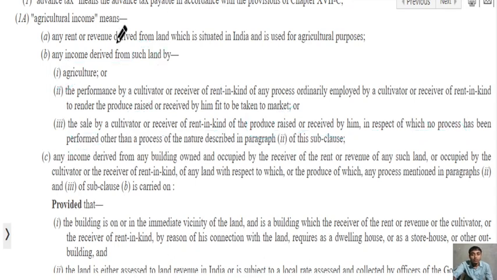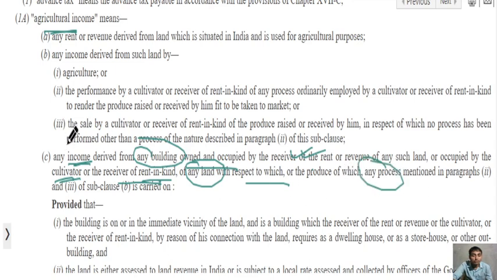Next, again, agricultural income means any income derived from building owned and occupied by the receiver of rent in kind, or cultivator, of any land in respect of which no process other than the process referred to in para 2 or para 3 is carried on.